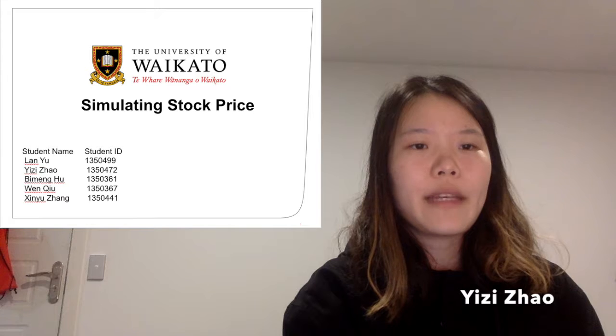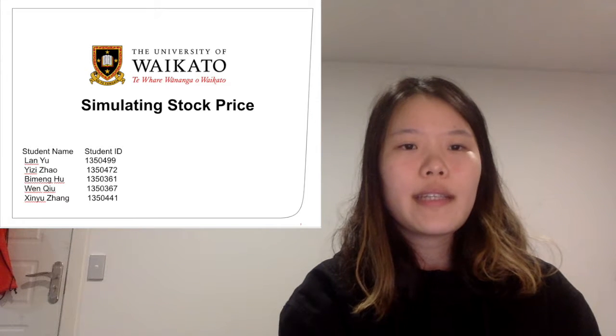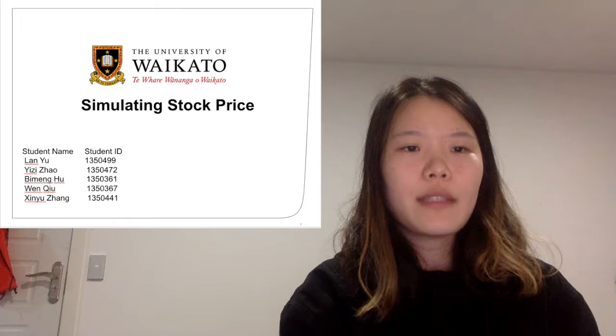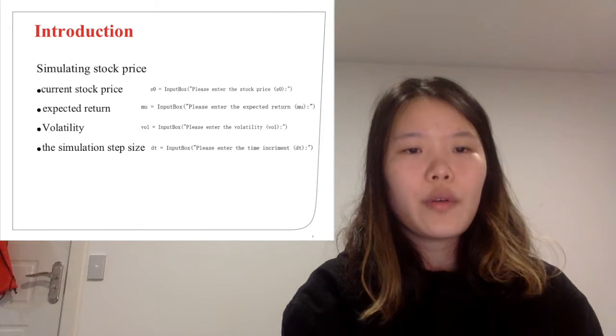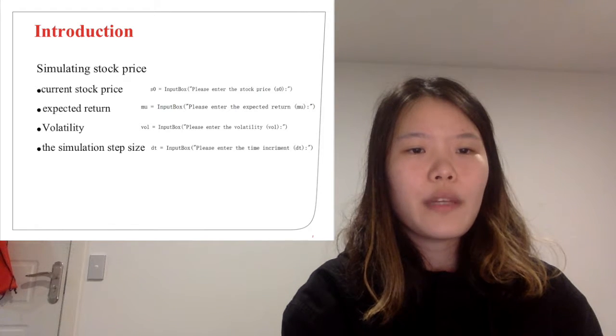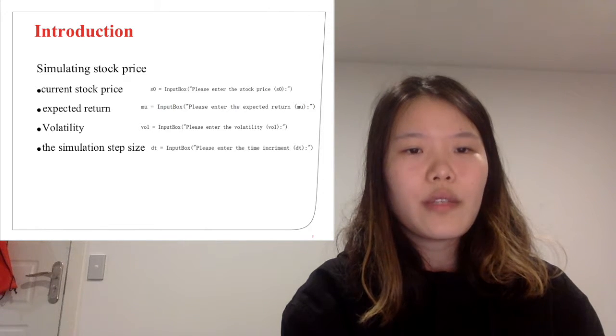Hello everybody, I'm Kate. Today we will show the processes about how our group develops the model to simulate stock price. The model that we need to develop is based on several variables, which include current stock price, expected return, volatility, and the simulation step size. All of these variables should be input in the model by users. So we use input box in VBA, and this coding will be mentioned later.